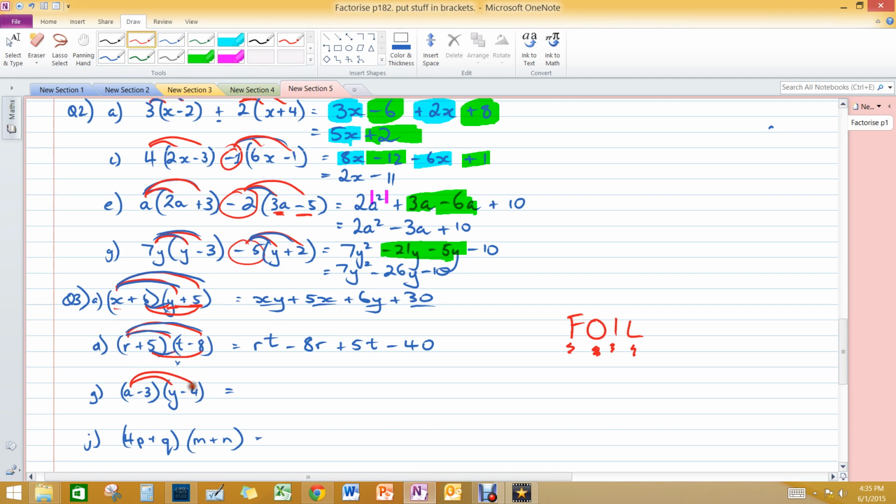Okay, this next one, just like that. A times y is ay. A times negative 4 is minus 4a. Negative 3 times y is minus 3y. Negative 3 times negative 4 is positive 12. And again, we don't have any like terms, so we can't simplify that any further.